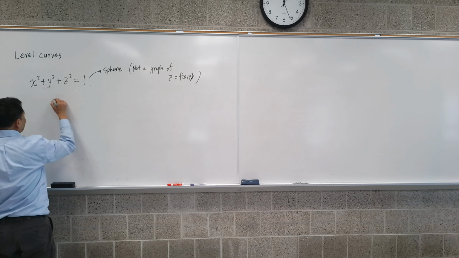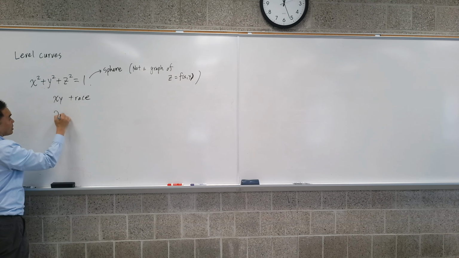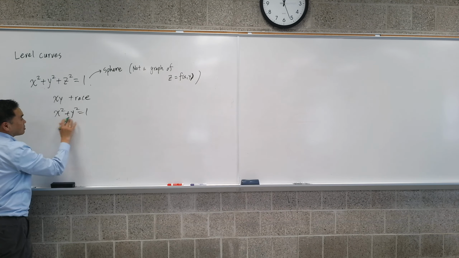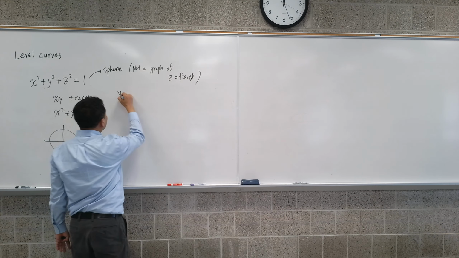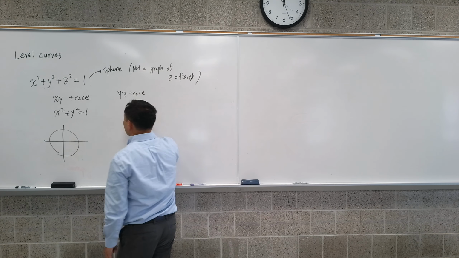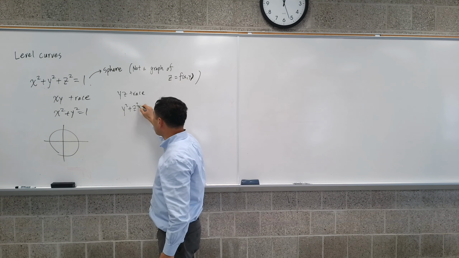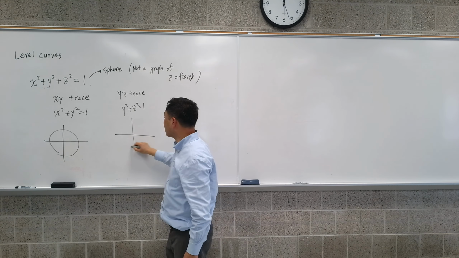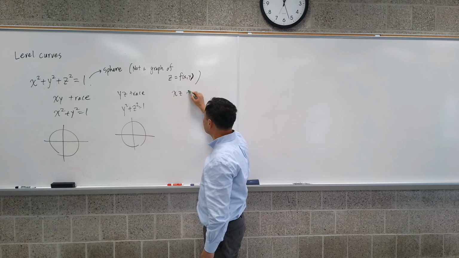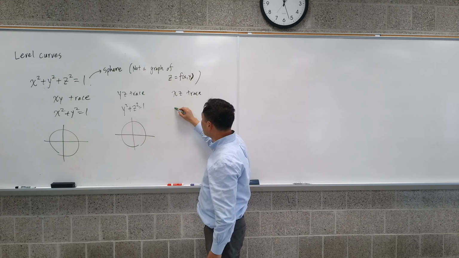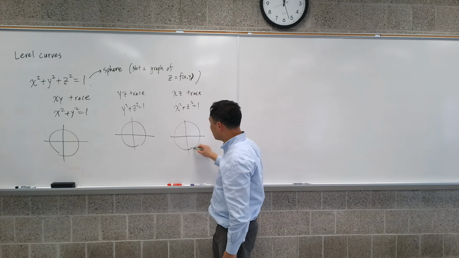So here's the xy trace. What's the xy trace? You set z at 0, so you get x squared plus y squared equals 1. What's that? Circle. Circle of radius 1. Okay, how about the yz trace? That means you're taking x at 0, right? So you get y squared plus z squared equals 1. What's that? Another circle, right? And then what about the xz trace? That's going to give you x squared plus z squared equals 1. So another circle of radius 1.